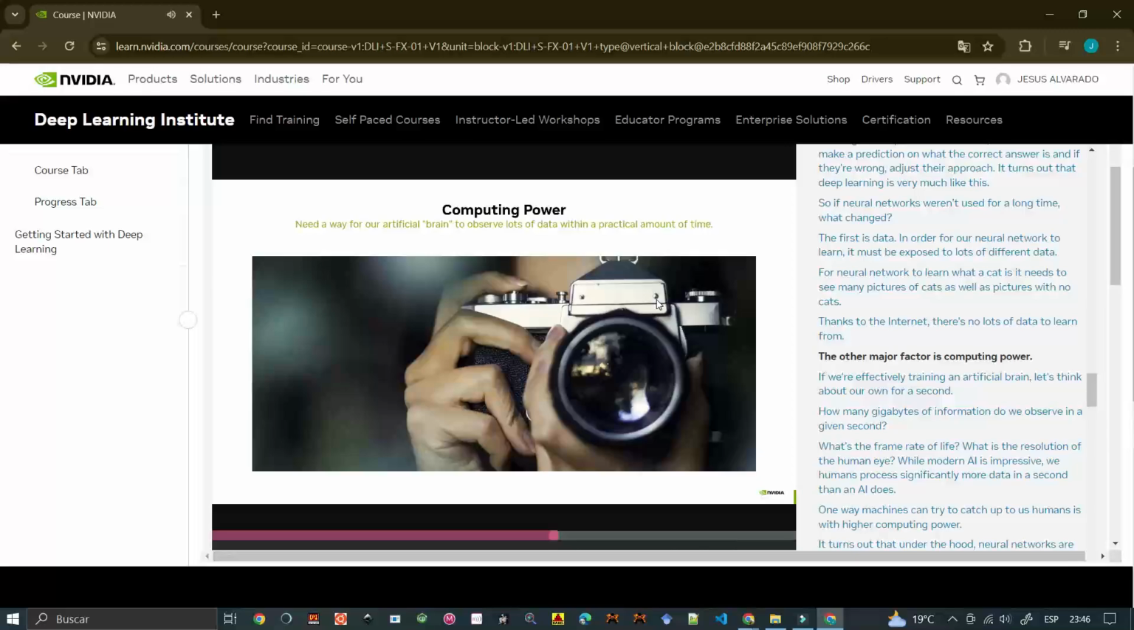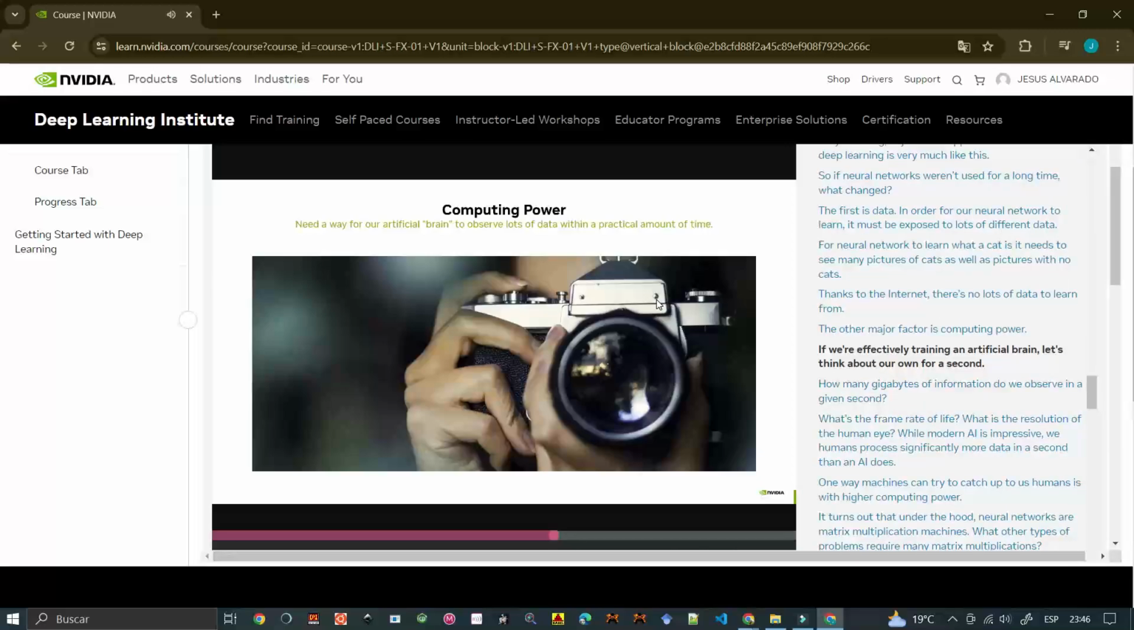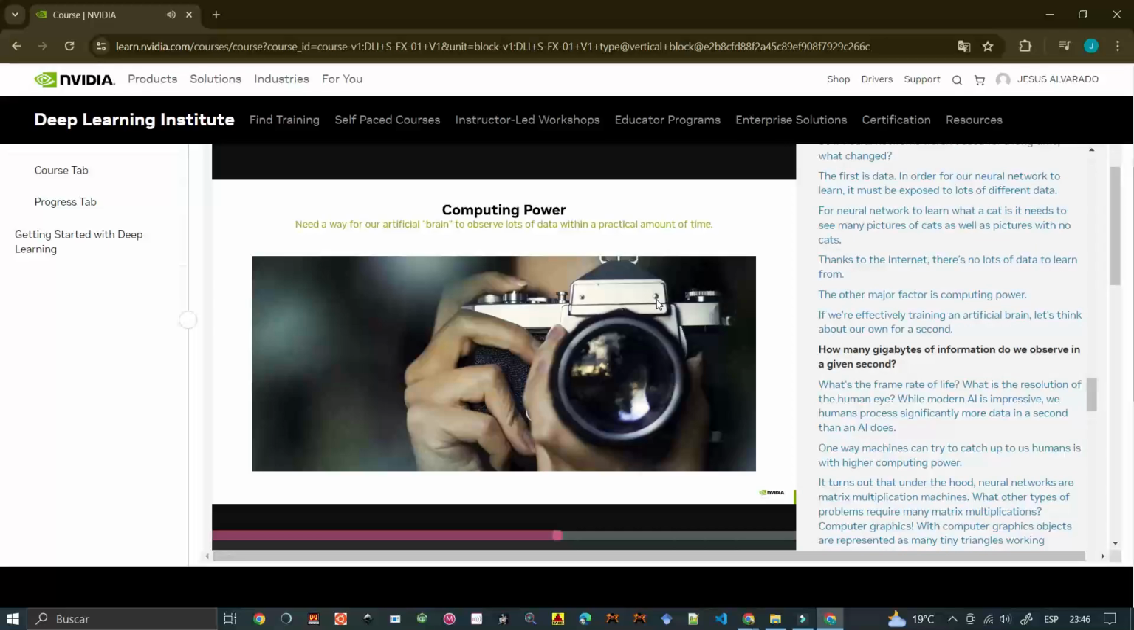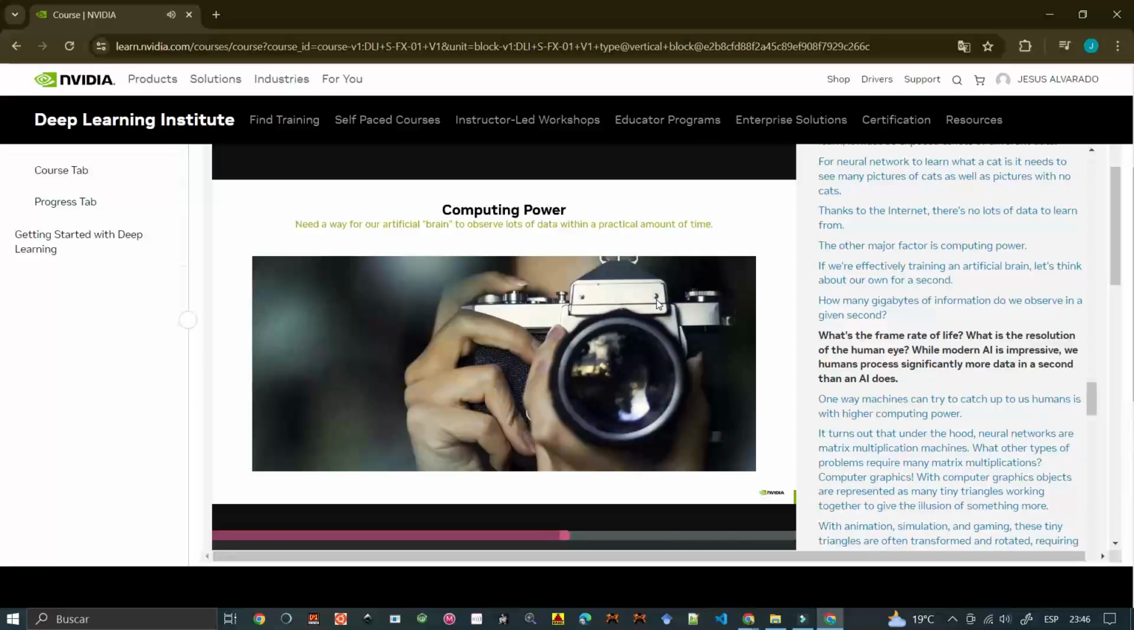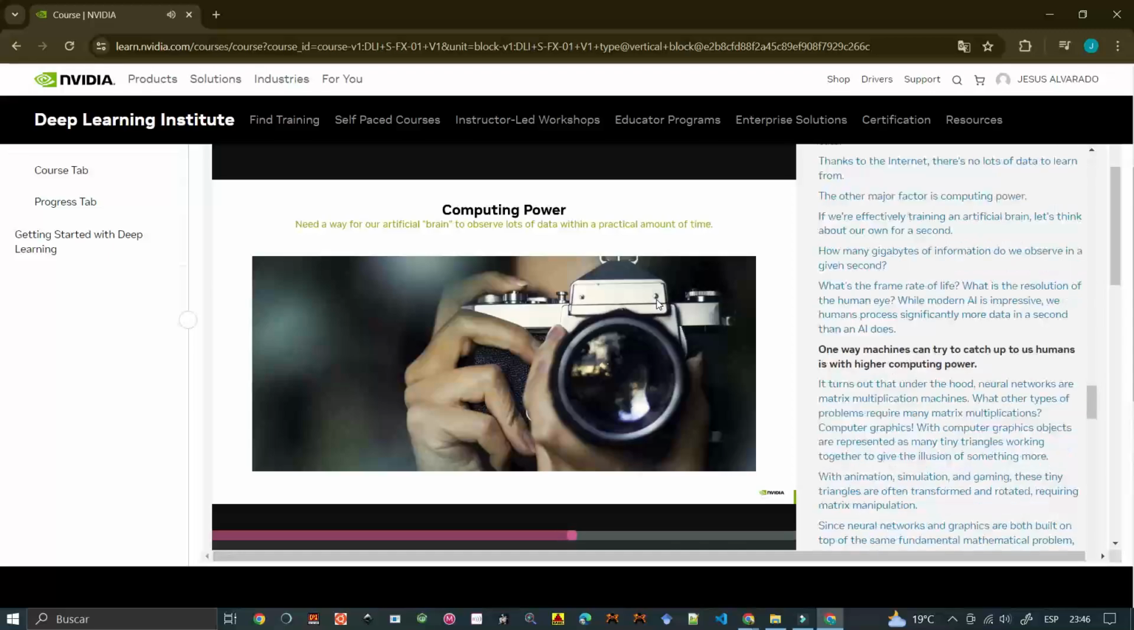The other major factor is computing power. If we're effectively training an artificial brain, let's think about our own for a second. How many gigabytes of information do we observe in a given second? What's the frame rate of life? What is the resolution of the human eye? While modern AI is impressive, we humans process significantly more data in a second than an AI does. One way machines can try to catch up to us humans is with higher computing power.